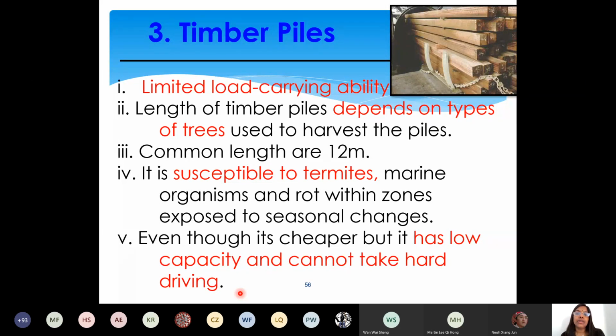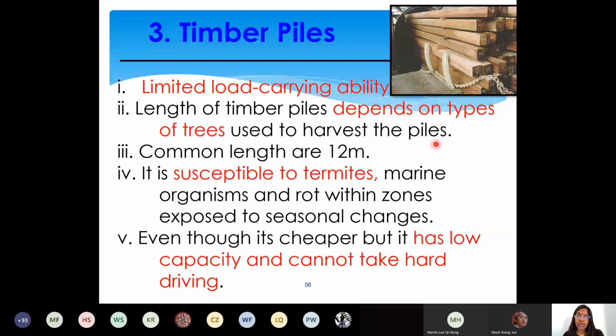And then what, shorter depths, right? You can adopt shorter depths for buildings like single story or double story bungalow type. And the length of timber piles depends on the type of trees used to harvest the piles. You should know the type of trees, whether it is balsa wood, bamboo wood, or plywood, right? Hard plywood also nowadays they are using. But you have to have knowledge of the strength, bending strength, and composite strength, all types of strength.